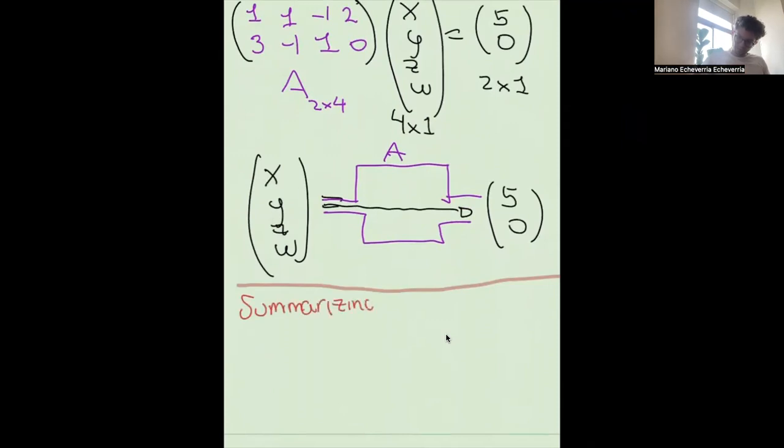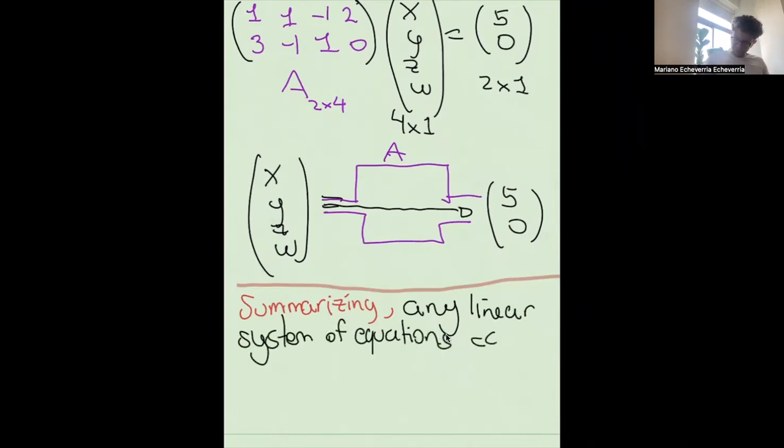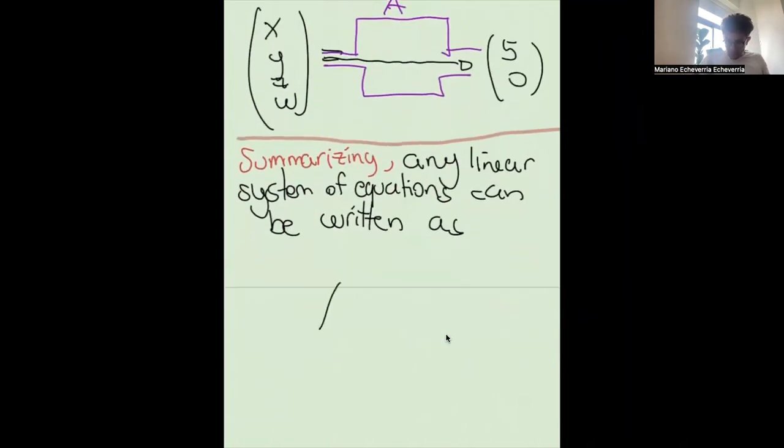So just to summarize, any linear system of equations can be written as A times X equals B. I mean, I'm just using the notation that's common in all the textbooks. So let me explain what that means.